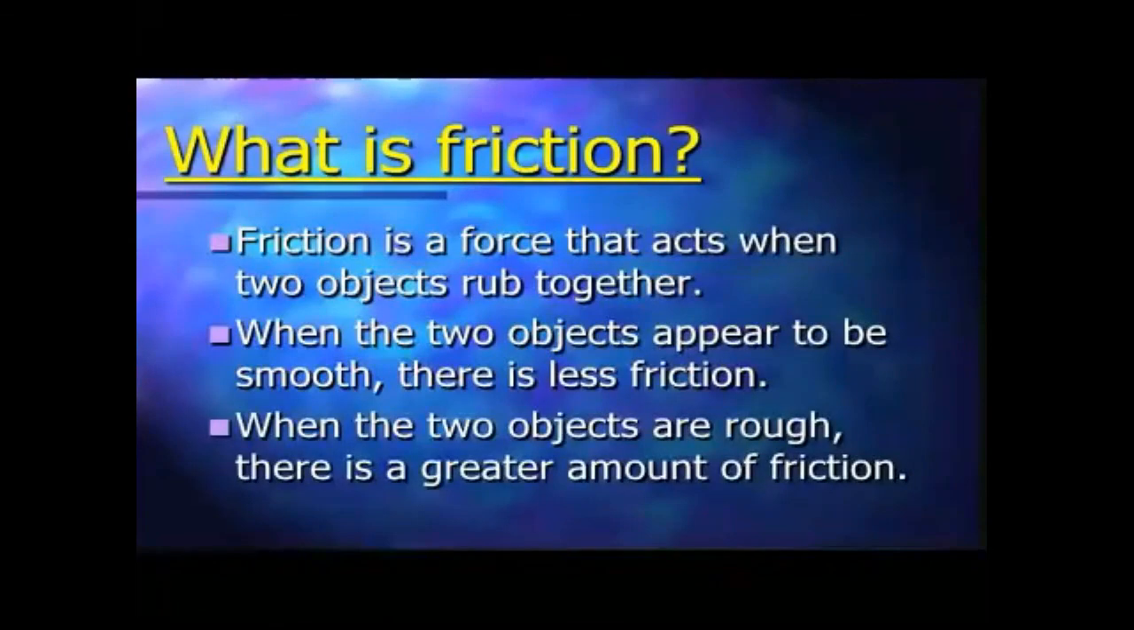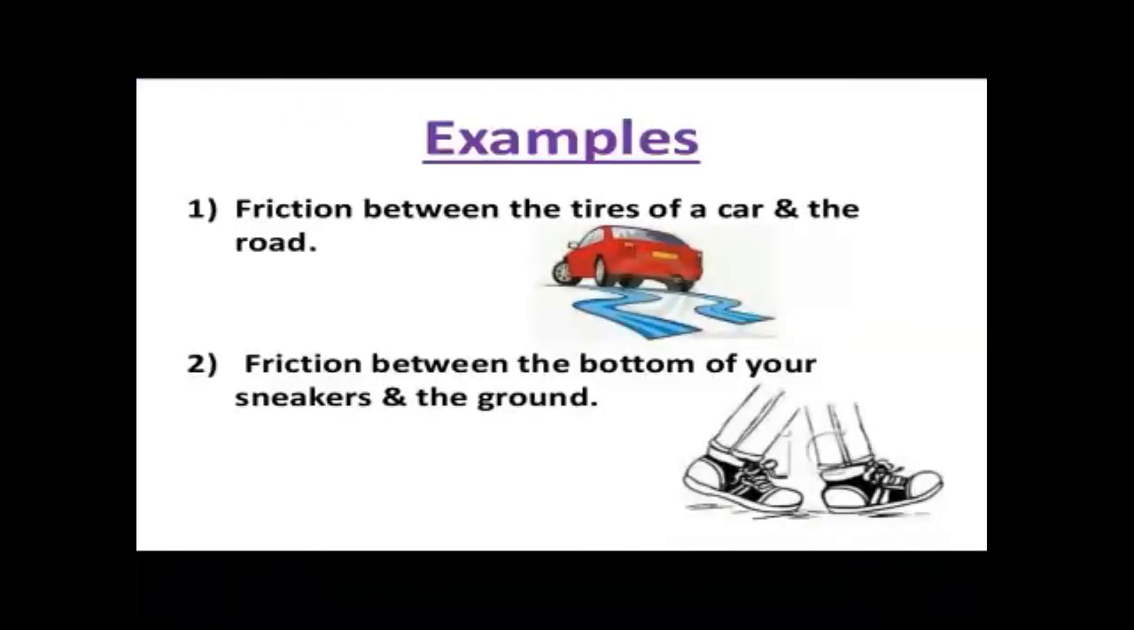Now question number four is friction. Write one paragraph on friction. This is the definition. Friction is a force that acts when two objects rub together. When two objects appear to be smooth, there is less friction. When the two objects are rough, there is a greater amount of friction. So question number five is write one paragraph on friction with an example. These are the examples. Okay, beta, take a screenshot.